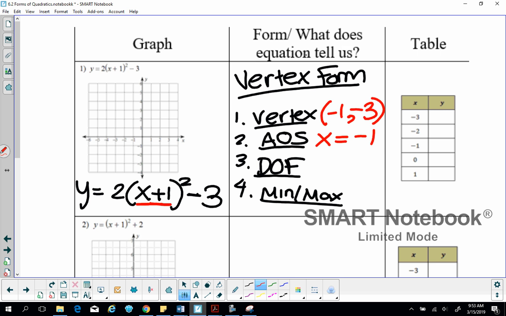Looking at your A, is the leading coefficient positive or negative? Positive. So is it going to go up or down? Up, right? It's up because it's positive. And does that mean it's going to have a min or a max? If it's going up like this, a min, right? And what would my min be? Negative.